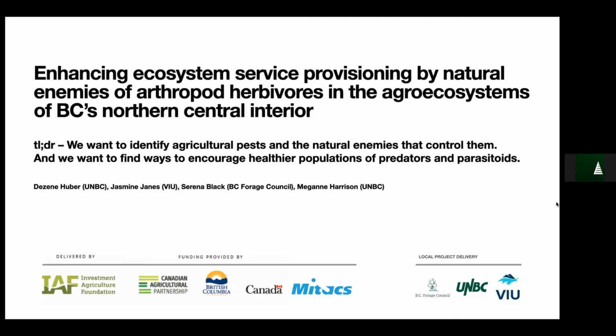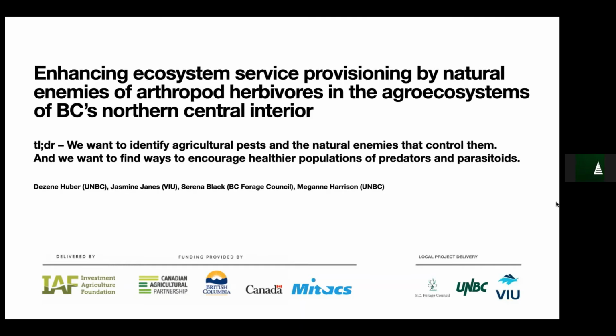And over the last few years in my lab, we've been doing our small part to try to rectify that in a few contexts, including pollinators, which we hear from with Aija shortly, and aquatic insects as well. And this project itself, you can see a lot of our partners down below: Investment Agriculture Foundation, Canadian Agriculture Partnership, of course, the province of BC, and the federal government as well. And the funding for the grad student, Megan, who will be doing this work, comes from MyTax and the BC Forage Council in particular, in terms of stipends and travel subsidies and other things. And it's being run out of UNBC and Vancouver Island University. Dr. Jasmine Janes at Vancouver Island University is partnering on this as well.